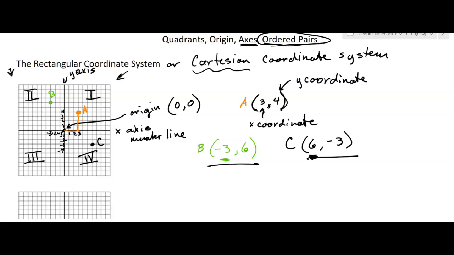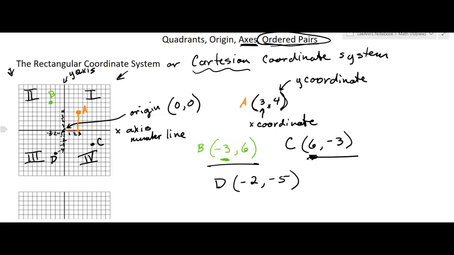Okay, so let's not leave quadrant 3 out. Let's do one more. Let's see. -2, -5. So I would go -2 on the x-axis and then down 5, which I think is right there. And that's going to be D. Okay, and that would be in quadrant 3.